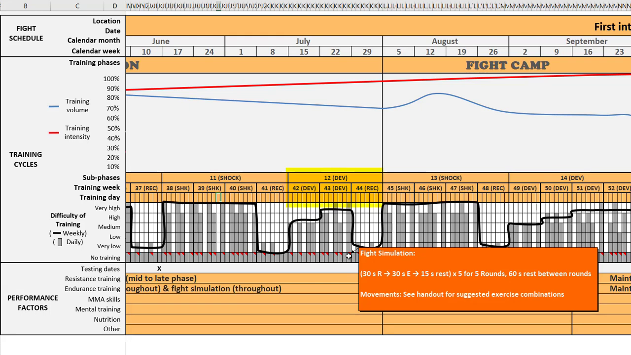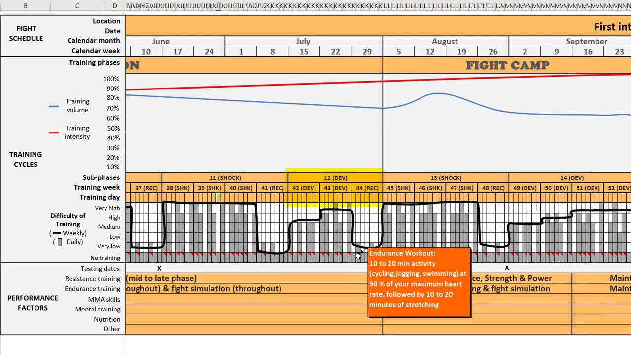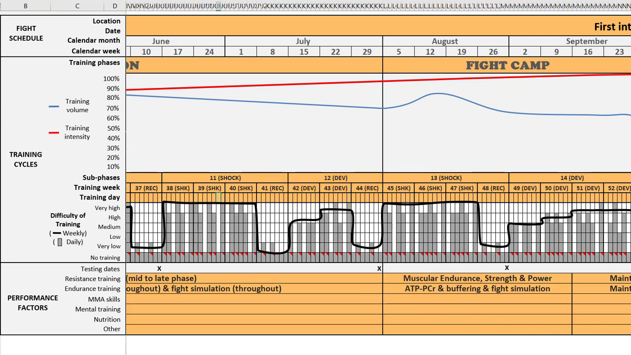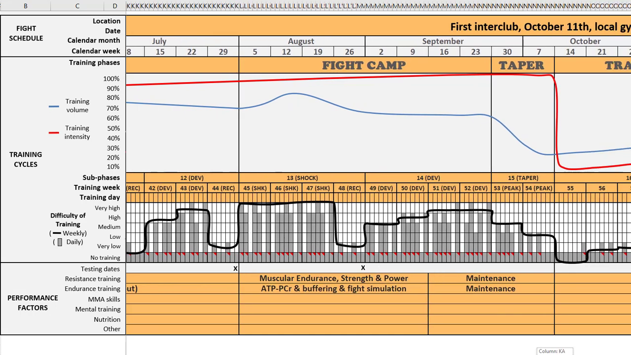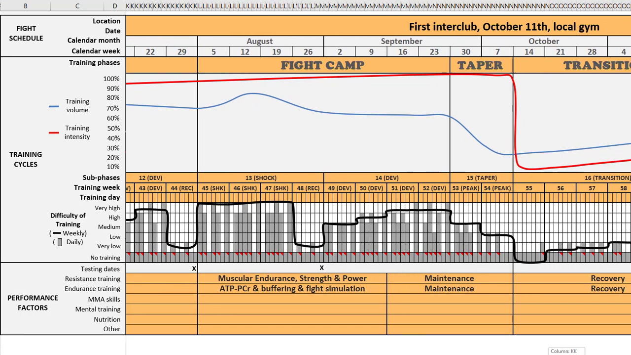The other thing to note here is the fight simulation. It's adjusting slightly. We have 30 seconds rest, 30 seconds exercise, 15 seconds rest, multiplied by 5 for 5 rounds, 60 seconds between each round. So it's getting more challenging, and we have another recovery week here for week 44, and this should set us up for the fight camp. So let me slide on into the fight camp.